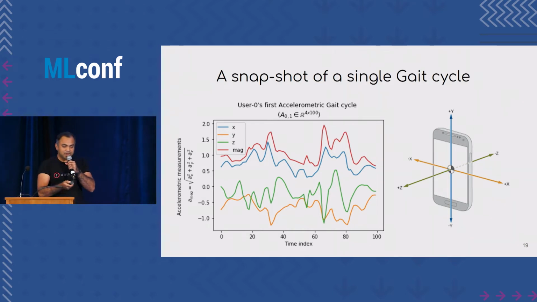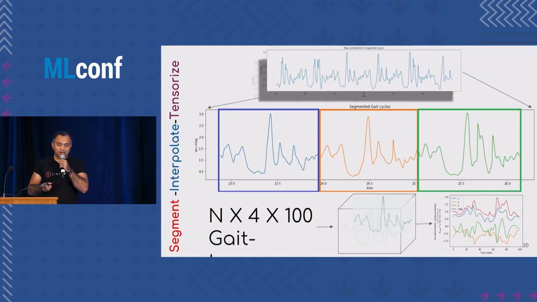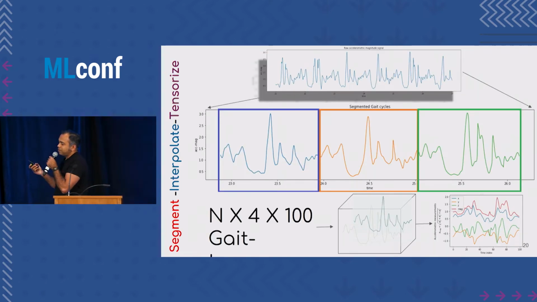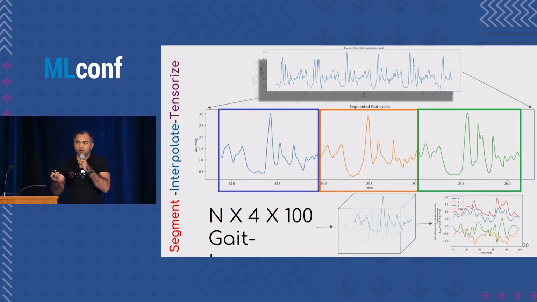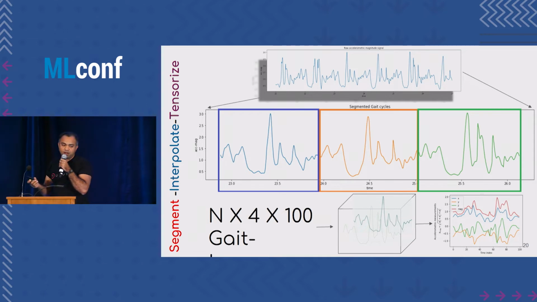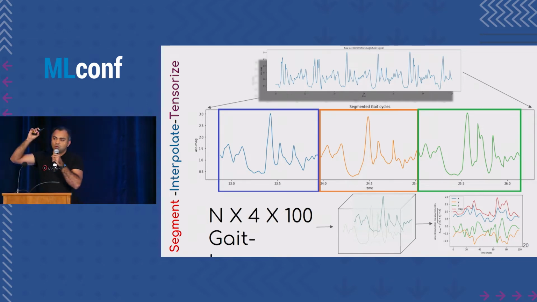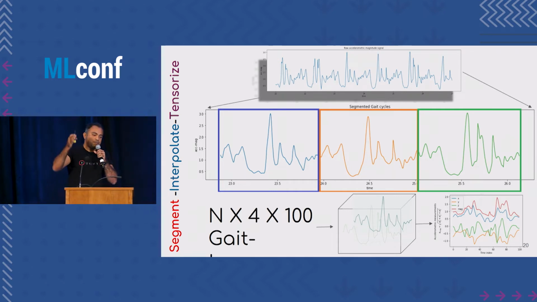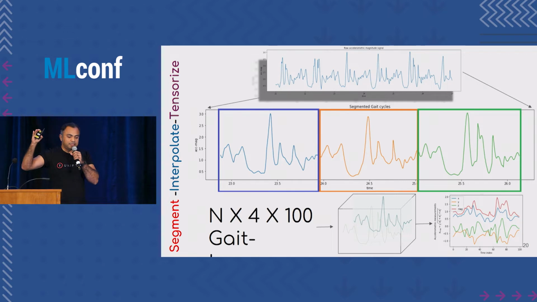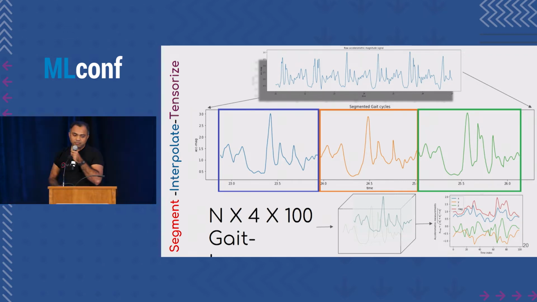So how do we attain this specific 4x100 tensor? It's done in 3 steps. You take a whole bunch of raw accelerometric data from smartphones, from volunteers from many different countries. You use a segmentation algorithm, and then you detect heel strikes, and then you slice up the raw time series data, and then you concoct these n by 4x100 tensors.